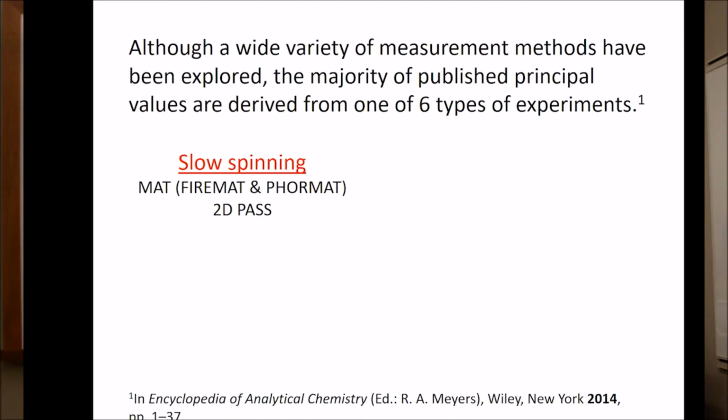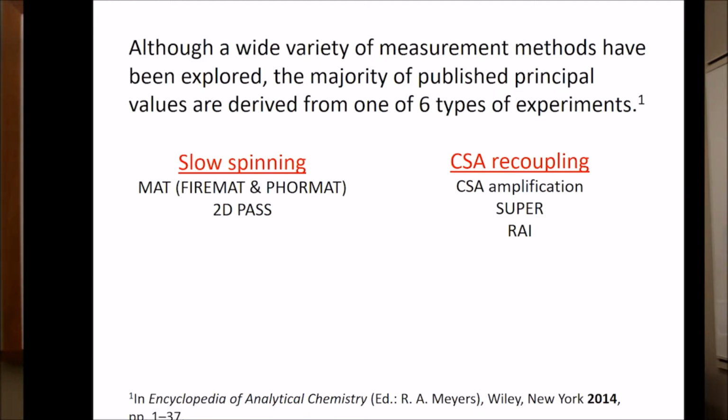It's MAT and format. 2D PASS is also another slow spinning method that's widely used. An alternative approach is to spin fast and get rid of all the sidebands, and then use pulses to actually reintroduce the sidebands. And those are called CSA recoupling experiments.